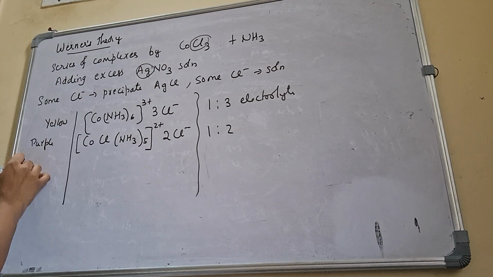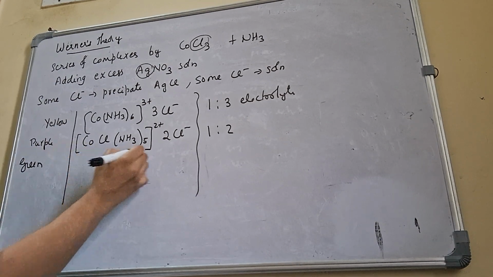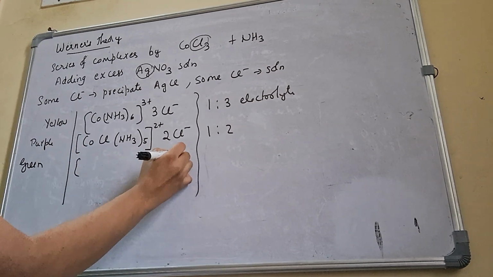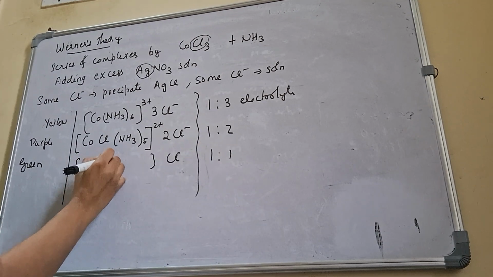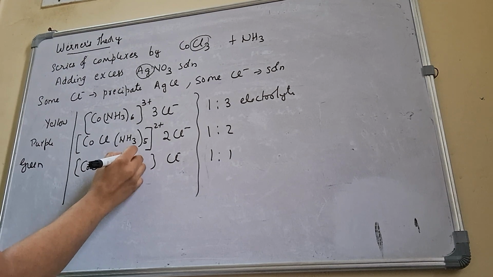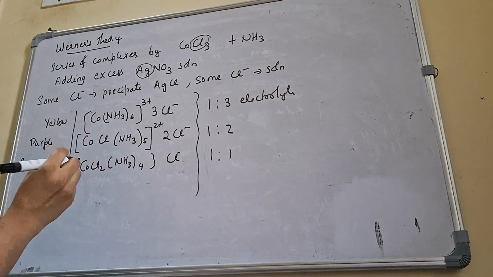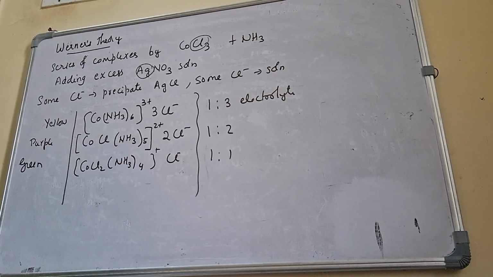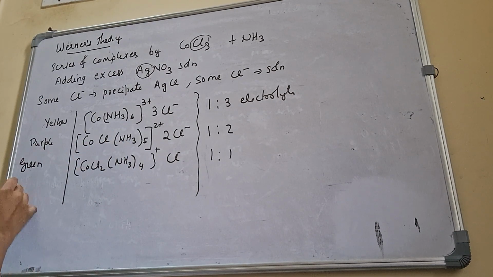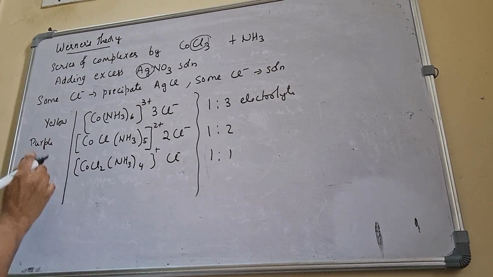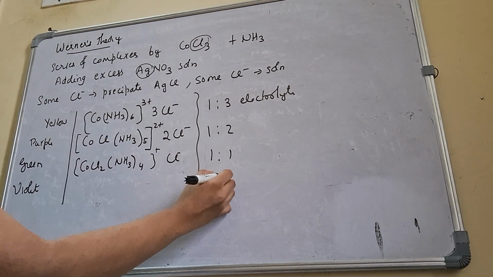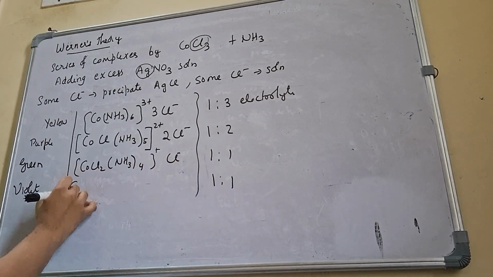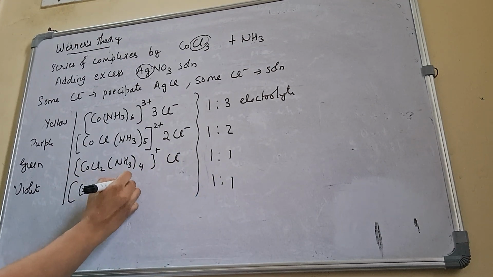Next, when the color was green, he saw only 1 chloride ion, so a 1:1 ratio. So what should this be? This should be [CoCl2(NH3)4]+, just 1 plus. So this is what it was. And finally, when he got a violet complex, it was also 1:1, the same observation.